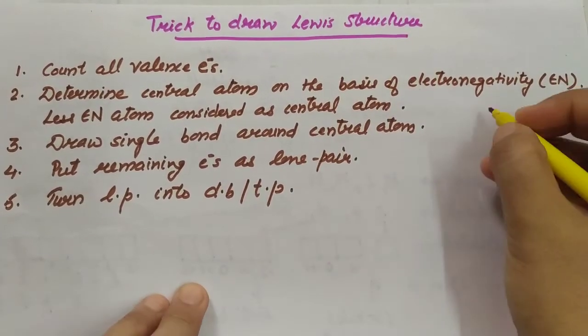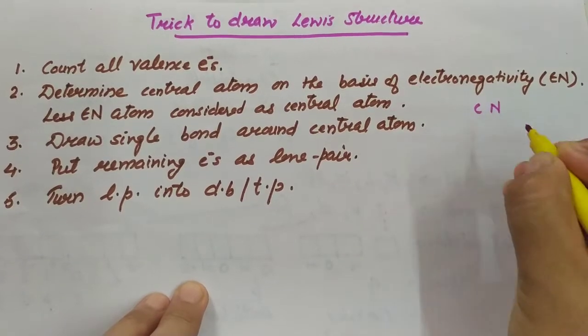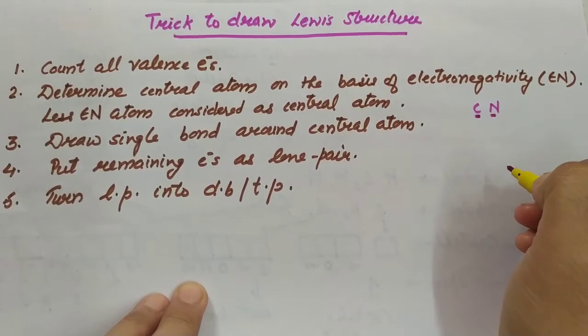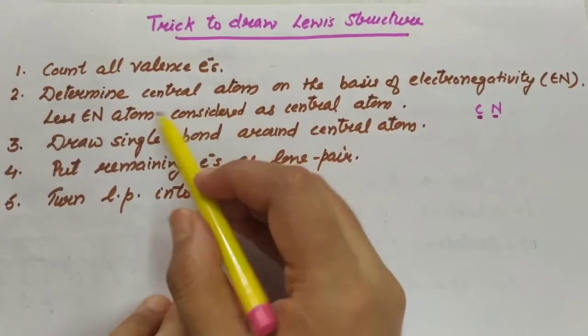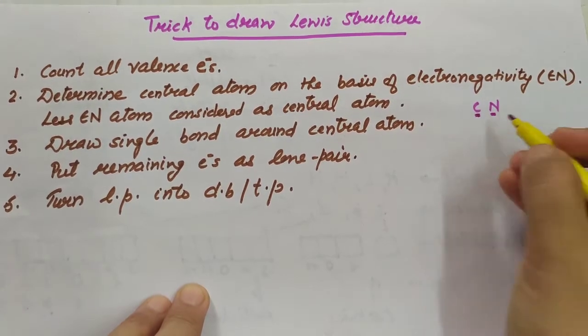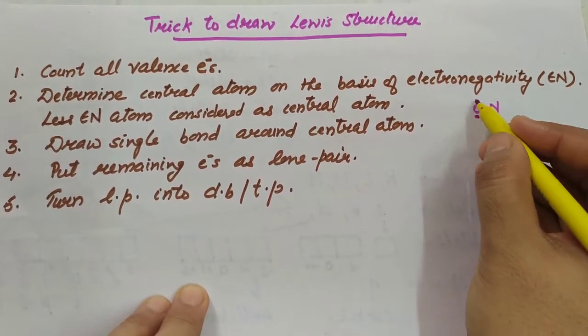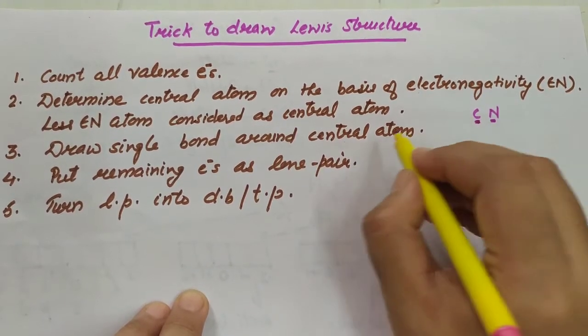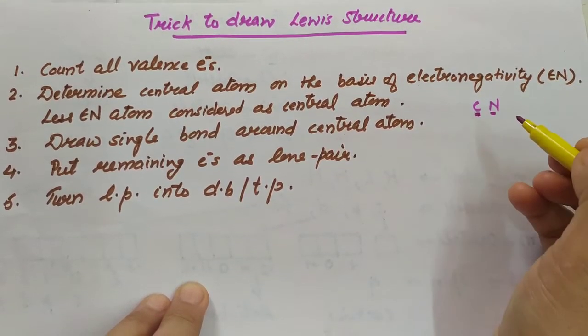For example, if we take carbon and nitrogen, in this case carbon is less electronegative in comparison to nitrogen. We take the central atom on the basis of electronegativity. The atom which has less electronegativity, in this case carbon, will be taken as the central atom and nitrogen as the surrounding atom.